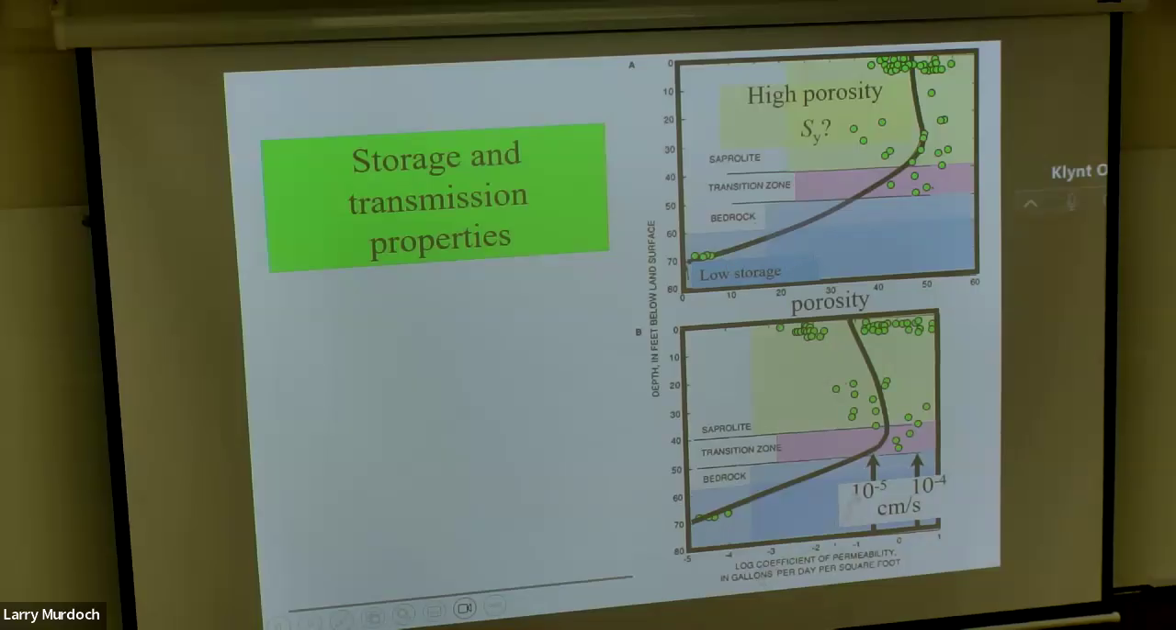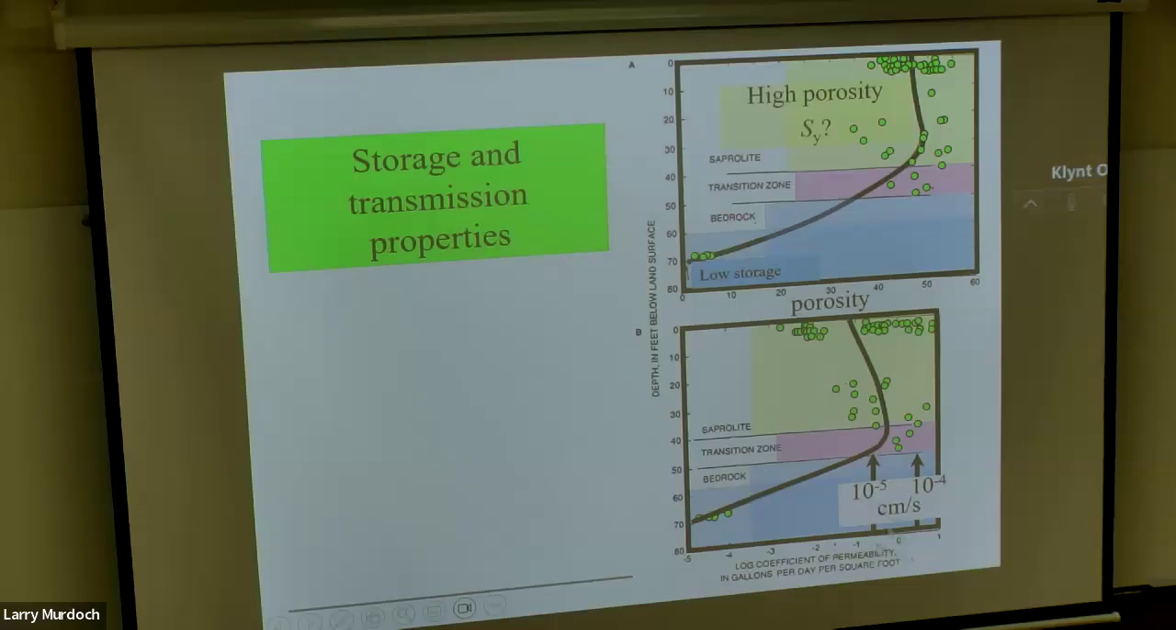Here is the permeability, and this particular paper gave it in unfortunate units of gallons per day per square foot. So I'm not sure how to deal with that. So I converted it here to centimeters per second, and this would be 10 to the minus 6 and 10 to the minus 7 meters per second.